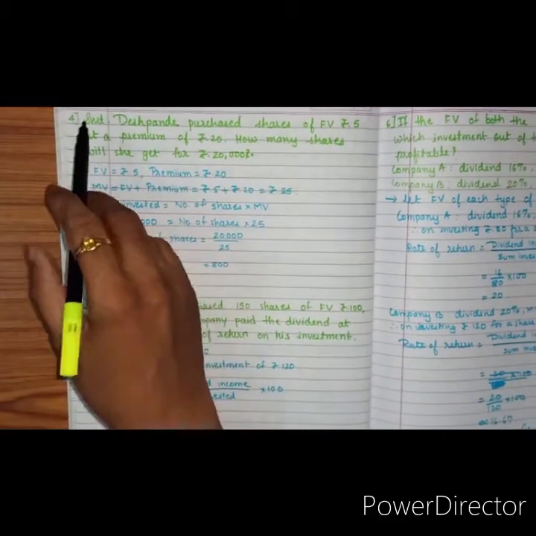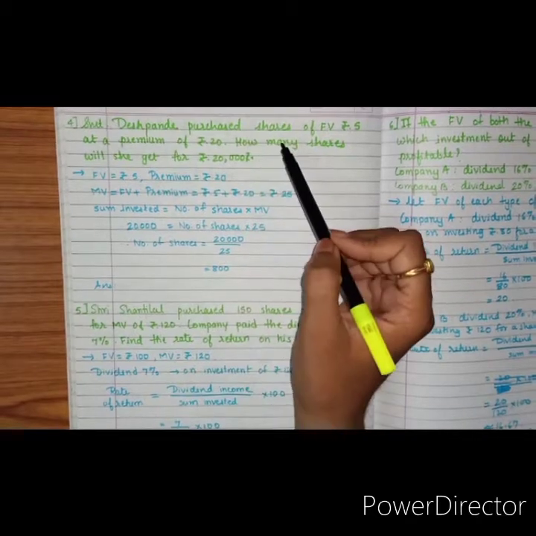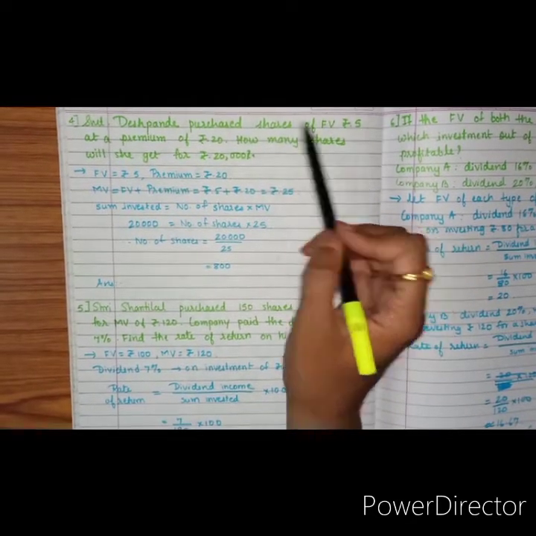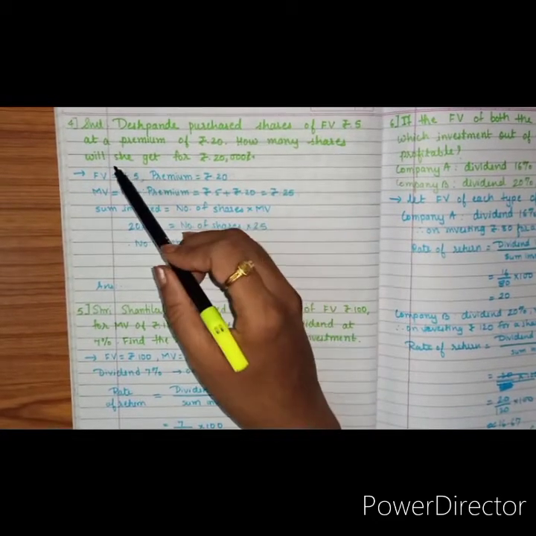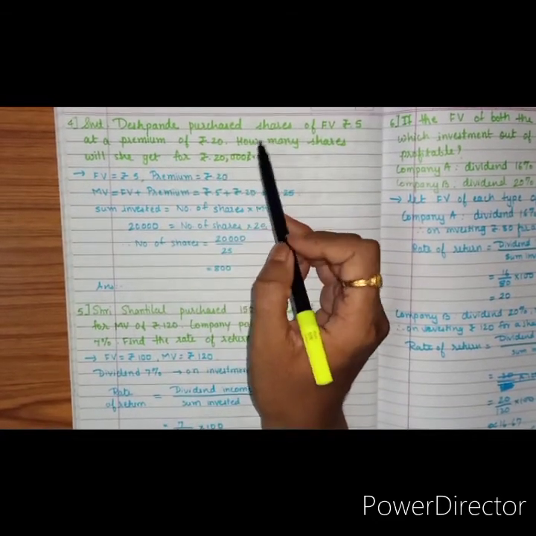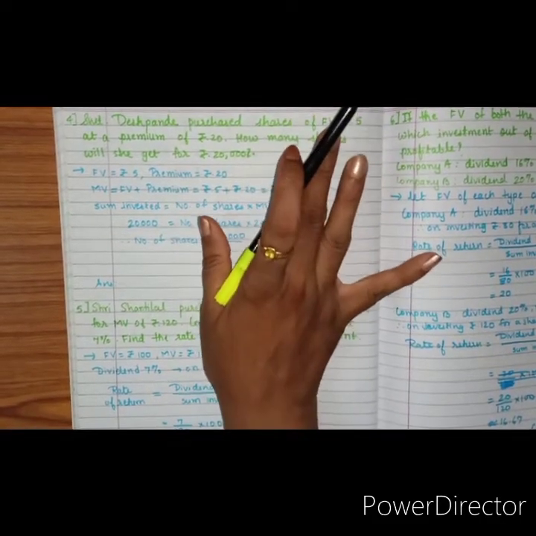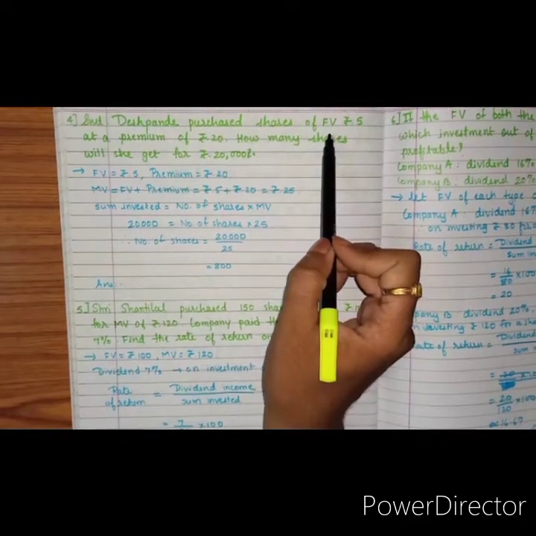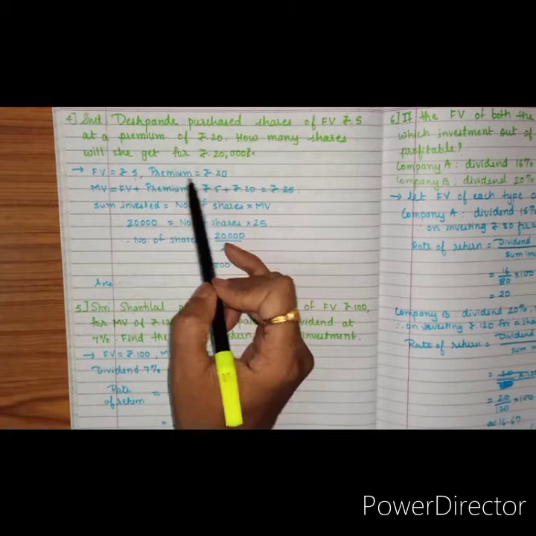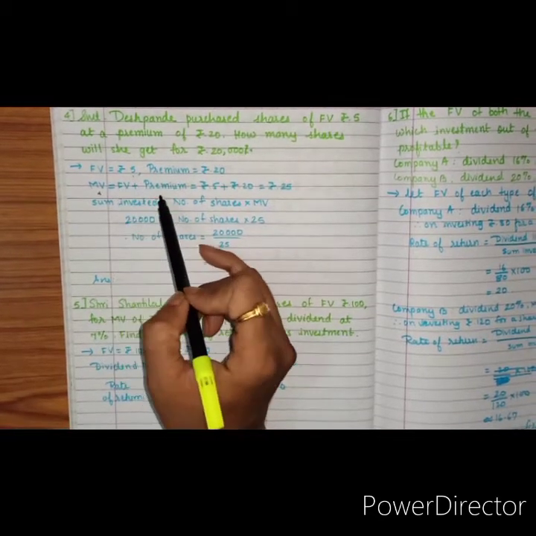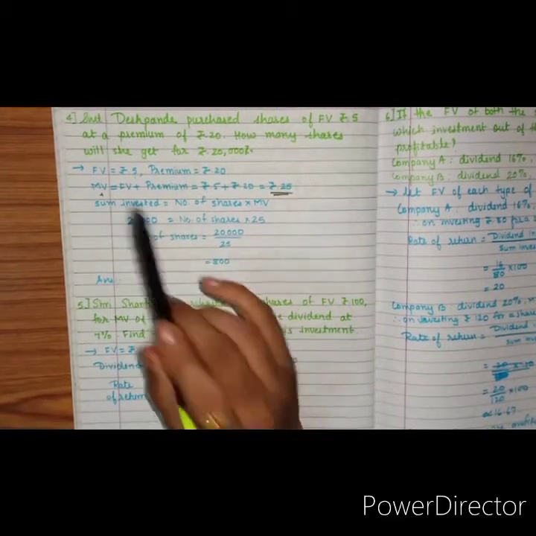Okay, so let us see fourth example. Srimati Deshpande purchased shares of face value rupees 5 at a premium of rupees 20. How many shares will she get for rupees 20,000? Now you need to calculate number of shares she must have purchased. What is given to us? Face value of rupees 5, premium is 20 rupees. So market value will be face value plus premium, that is 5 plus 20, 25 rupees is the market value.